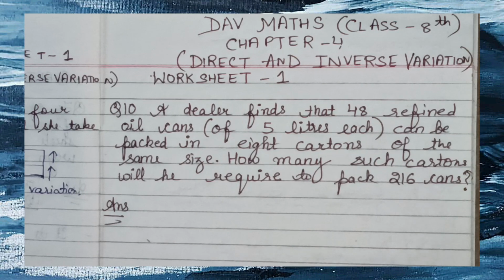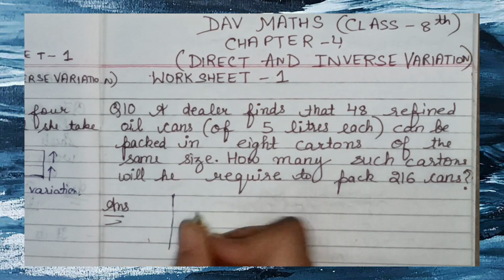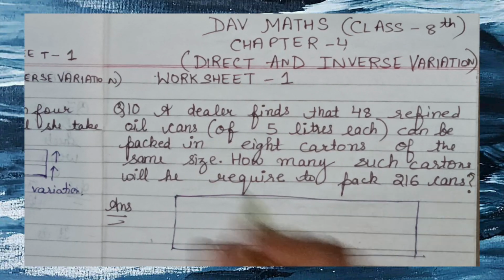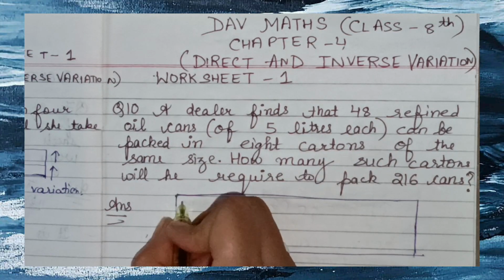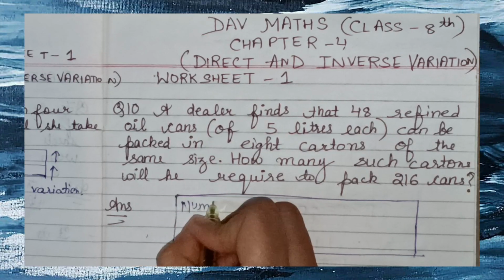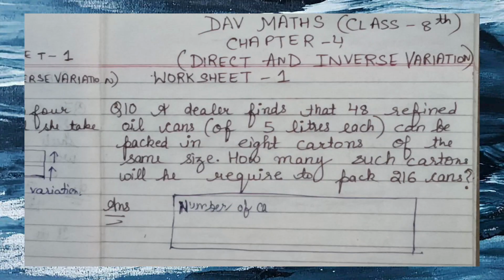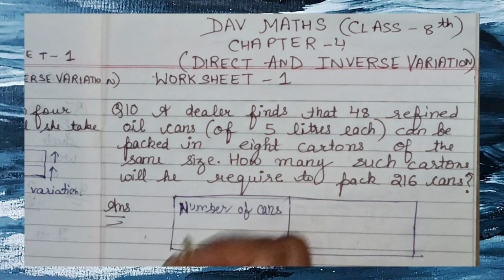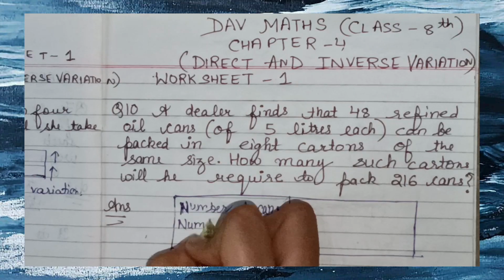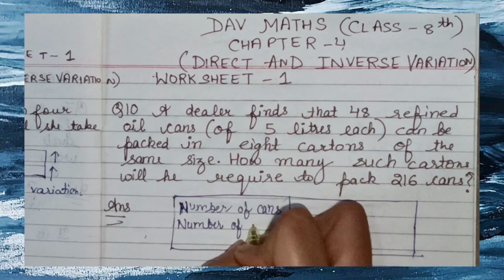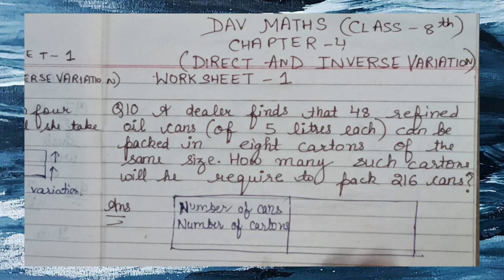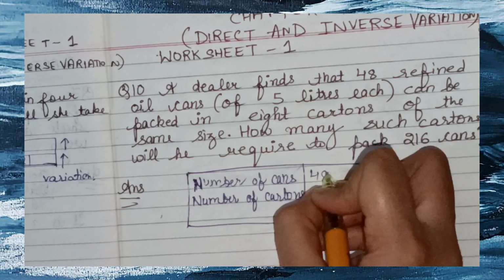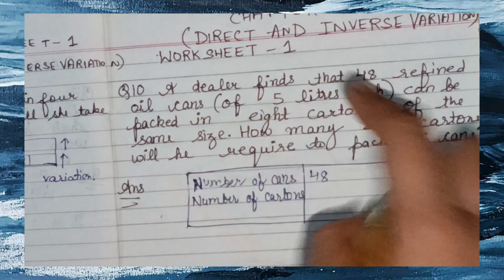In this question we first have to make a table. So I make a table here. The first row is number of cans, and in the next row I write number of cartons. Here the number of cans is 48, so I write 48, and the number of cartons is 8.